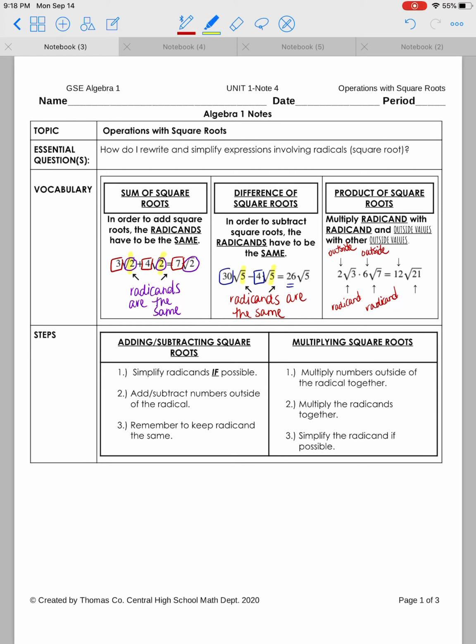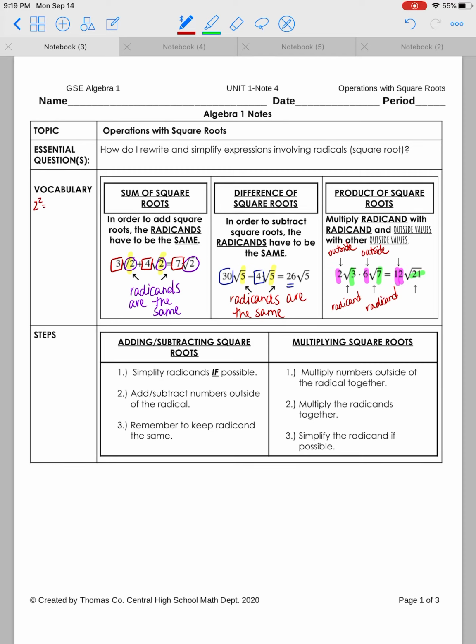So I'm going to multiply my outside numbers. 2 times 6, that gives me this 12 over here. And then I'm going to multiply my radicands. Square root of 3 and the square root of 7 gives me the square root of 21. Okay, now I do have to be careful when I'm doing these. Once I multiply, can I simplify the square root of 21? Is there a perfect square that divides into it? And remember, I'm going to write them down over here. Those perfect squares that we talked about.